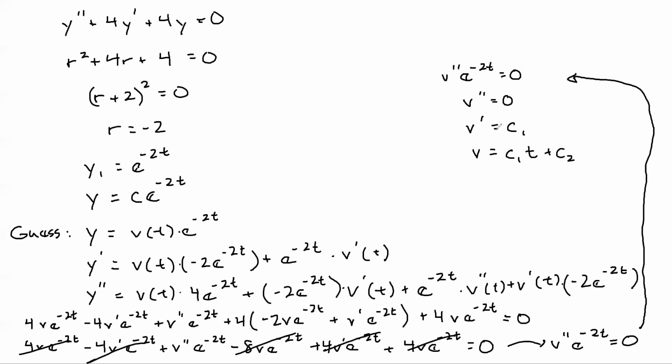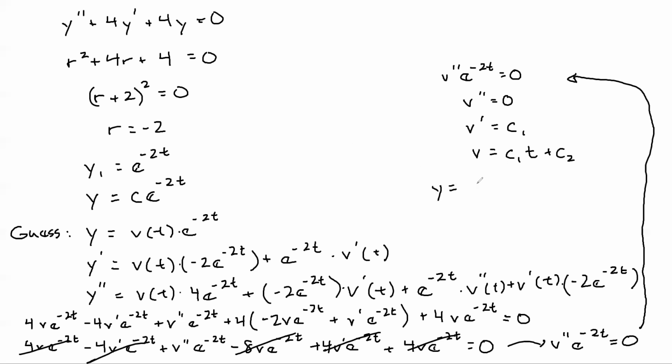And so what have we accomplished here? Well, we made a guess, and we left v generic, and then we just saw what happened as we took our solution and plugged it into our differential equation, and then it just turned into this. All right, so what is the function that we would have to put here so that this would actually turn out to be a solution? It's c1t plus c2.